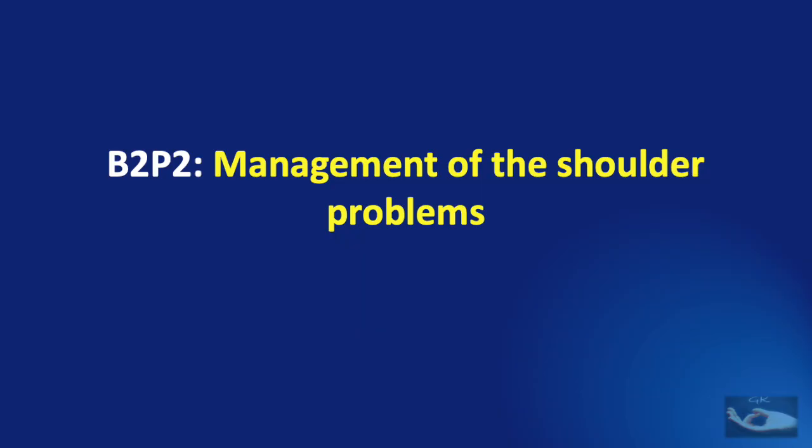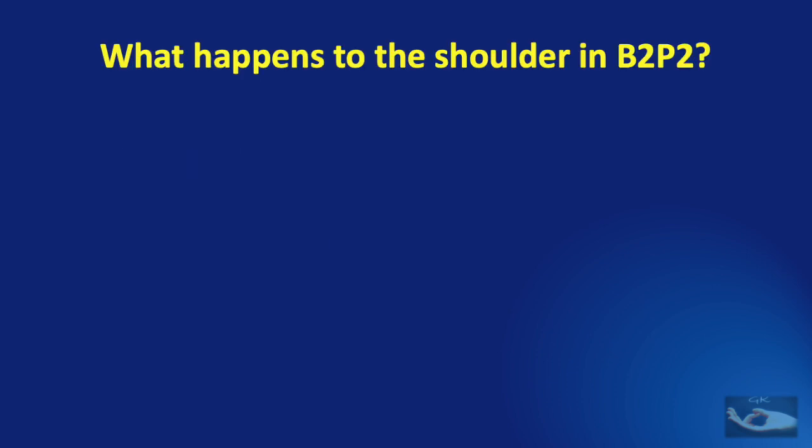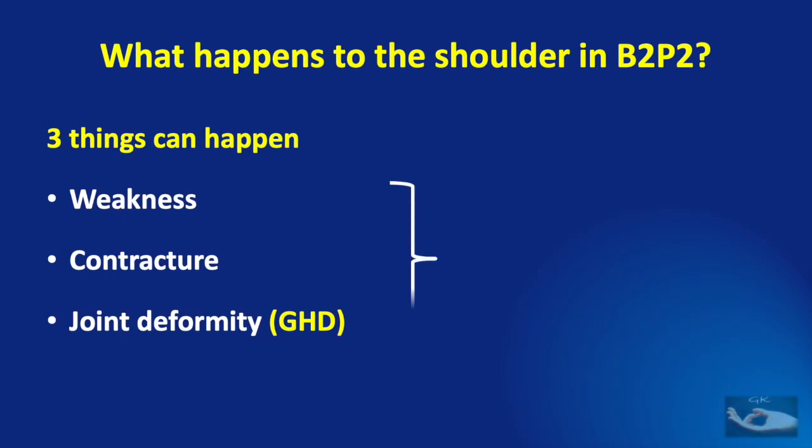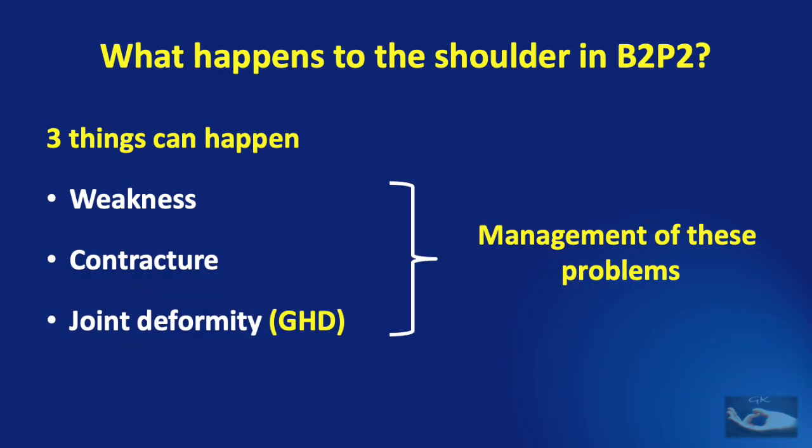Continuing on the management of shoulder problems in birth brachial plexus palsy, we have seen in the previous video that what happens to the shoulder in such conditions are three things: weakness, contracture, and joint deformity, otherwise known as glenohumeral deformity or dysplasia. In this video, we shall be seeing the different types of management of these three problems.